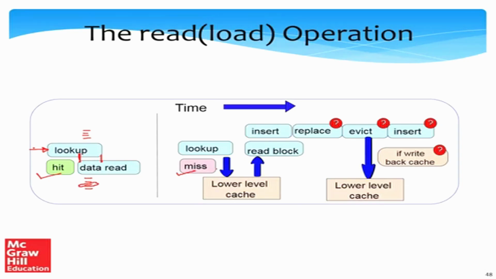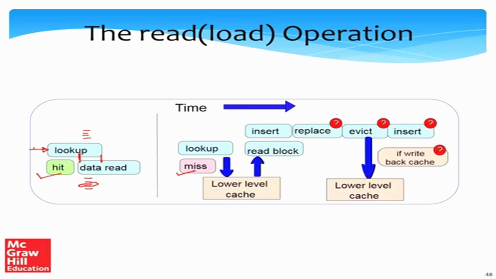Instead, if there is a miss, then basically we do a lookup in the lower level cache, we read the block, and then we insert it. After inserting the block, it is possible, so these question marks indicate that it will not happen all the time, it can happen sometimes, that we find a candidate for replacement, one of the lines, and then we evict it.